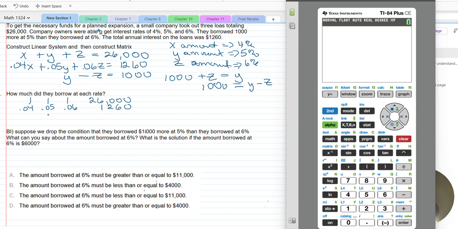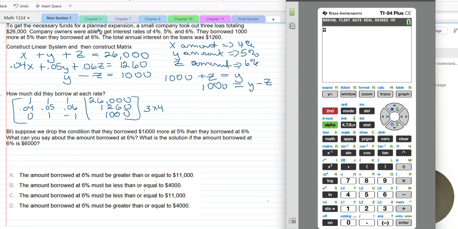$1,260 interest. 1 minus 1, 1,000. It's an augmented matrix. All right, so we know this guy is a 3 by 4. So now we're going to enter it.